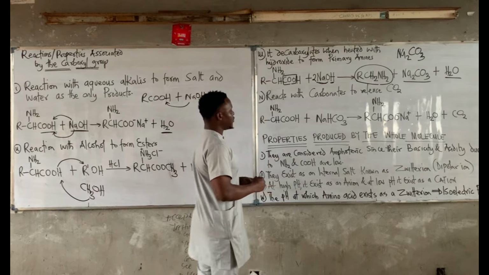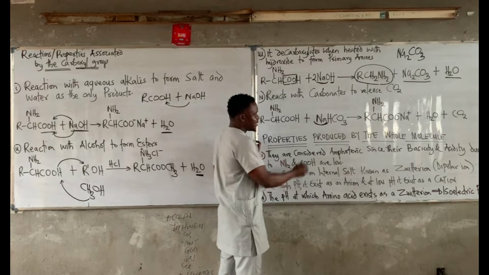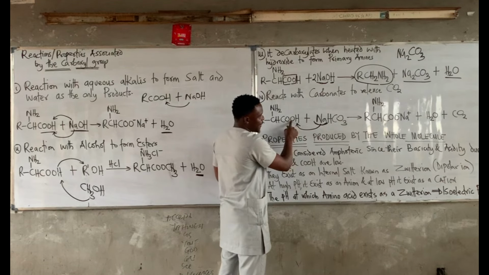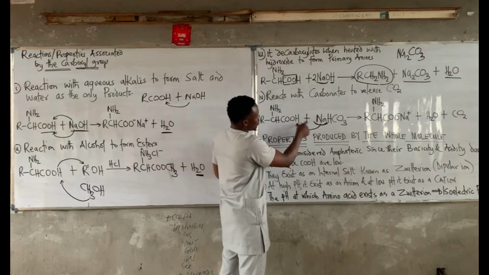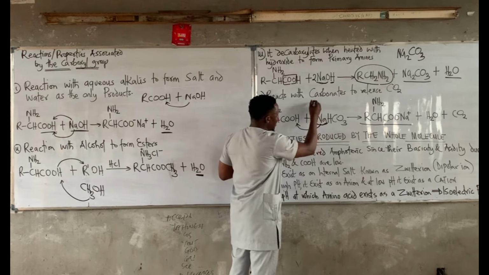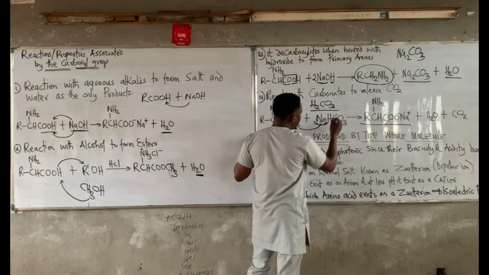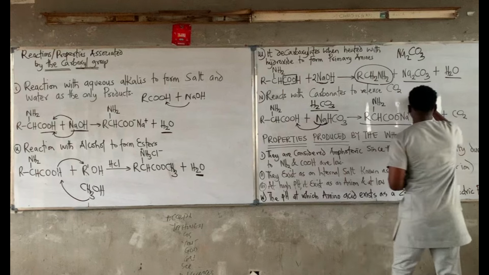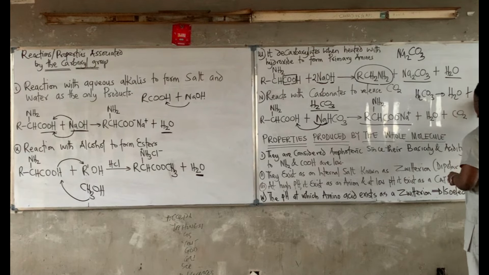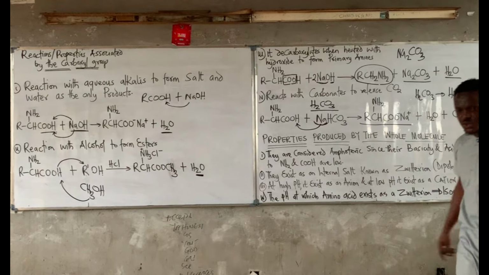So actually, this is what happened here. This is more like a base. This Na replaces this H. So this Na enters here. Alright, once it enters here, we now have this. Now this H comes out and actually enters here, we form H2CO3. Now if H2CO3 breaks down, H2CO3 will always give water and CO2. It's actually a must. So that is how we got this water here and of course our CO2 here.